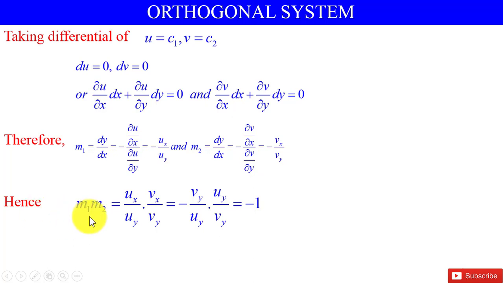Hence, m1 into m2 is equal to (ux/uy)(vx/vy), because m1 = -ux/uy and m2 = -vx/vy. So their product is equal to -(vy/uy)(uy/vy), because ux = vy and vx = -uy. So ultimately we have m1 into m2 equal to -1.